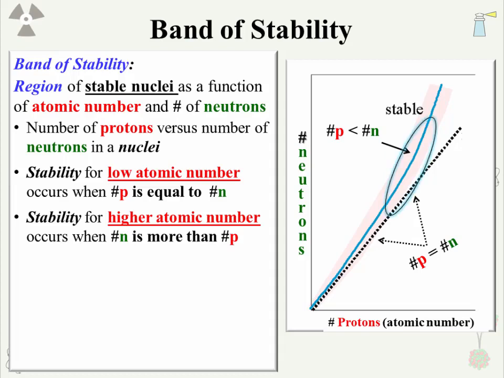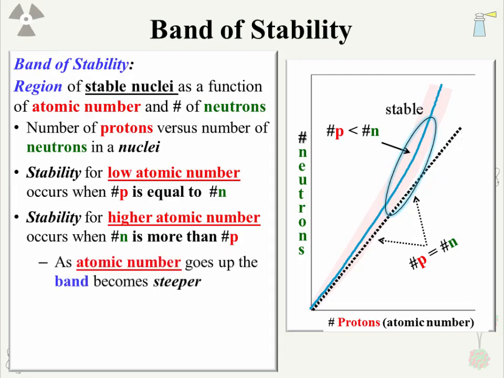The rule of thumb is that as the atomic number goes up, the band of stability becomes steeper. Neutrons are added faster than protons. For helium, stability of its nuclei occurs when the number of protons equals the number of neutrons. For mercury, stability of its nucleus occurs when the number of neutrons far exceeds the number of protons, 80 protons to 120 neutrons. So why is there differences in stability?